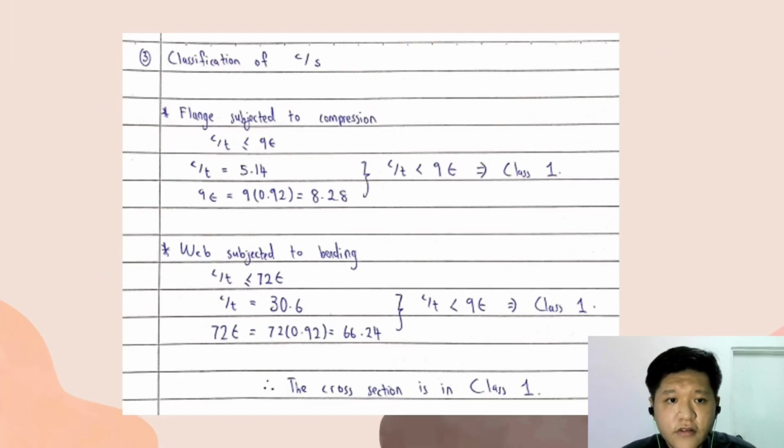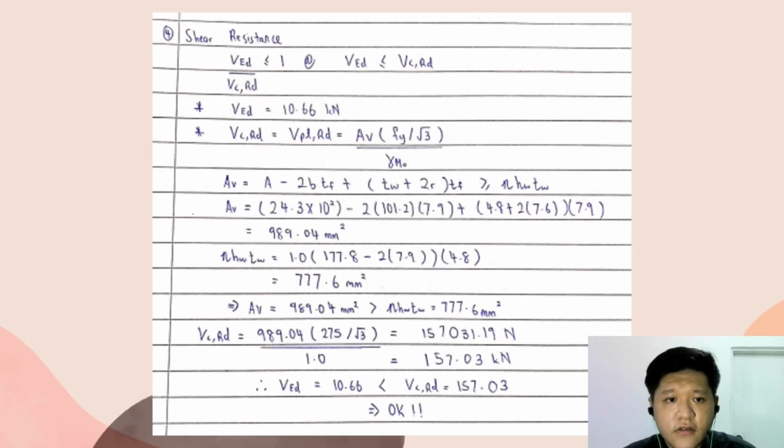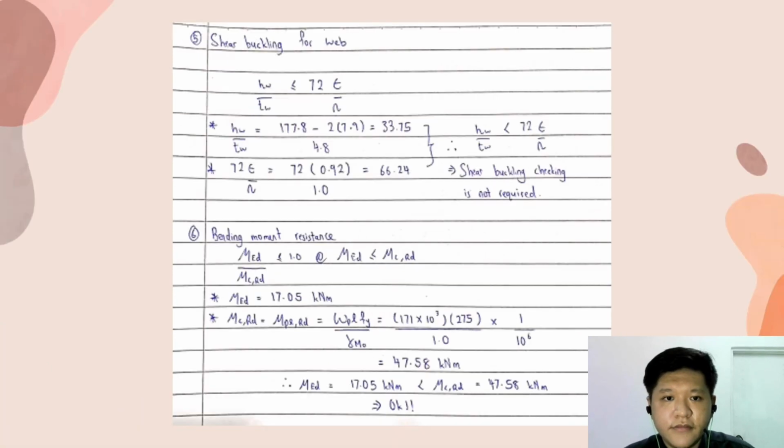Number two is classification of cross section, flange subjected to compression and web. Both of them are in class 1. Number three is shear resistance. We get VED, and VED is smaller than VCRD, so it's okay. The fourth step is shear buckling for web. For the web, we get that HW over TW is less than 72 E over N, so shear buckling checking is not required.